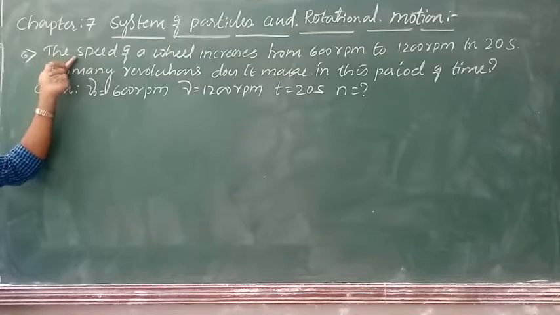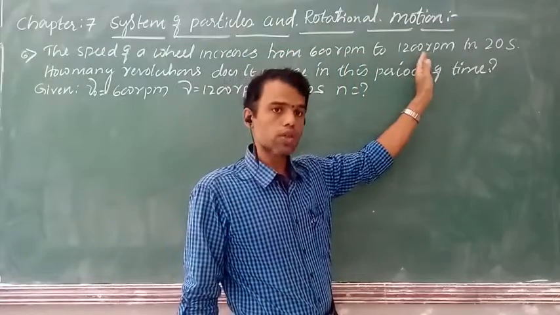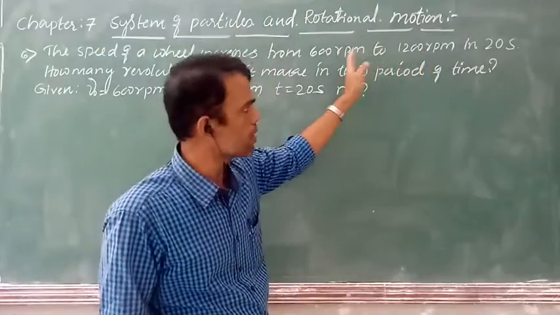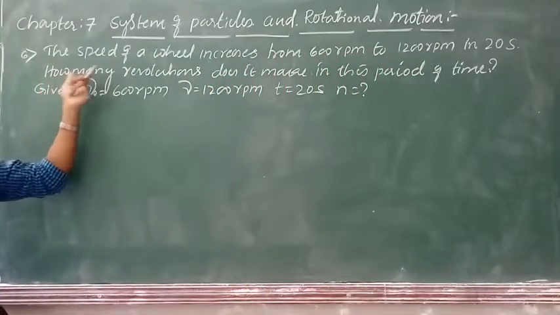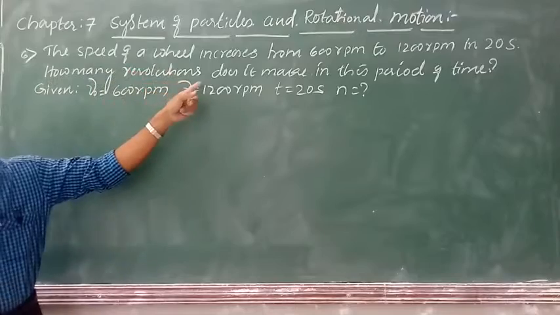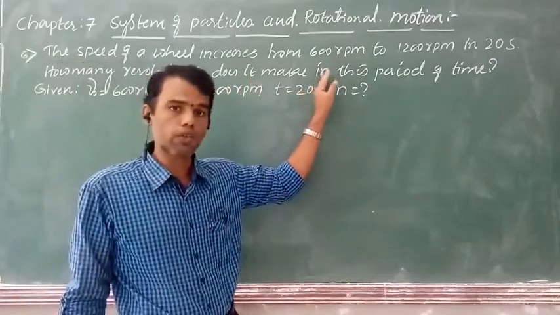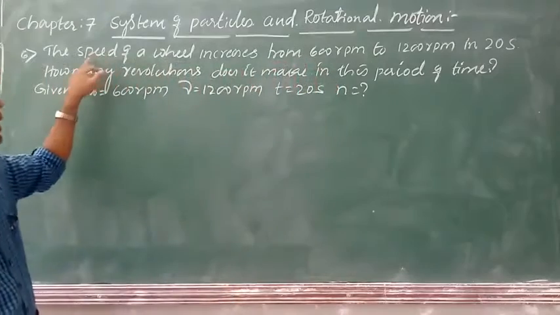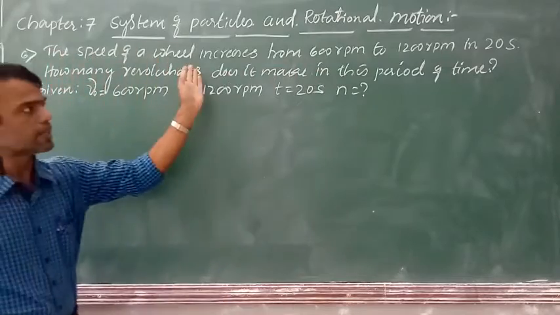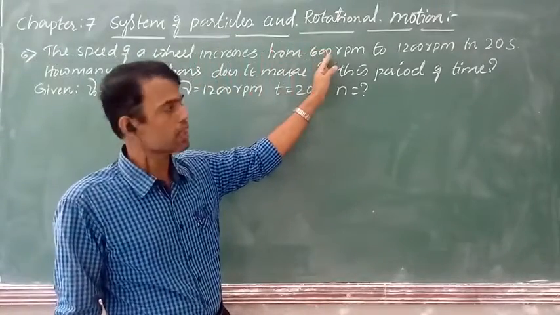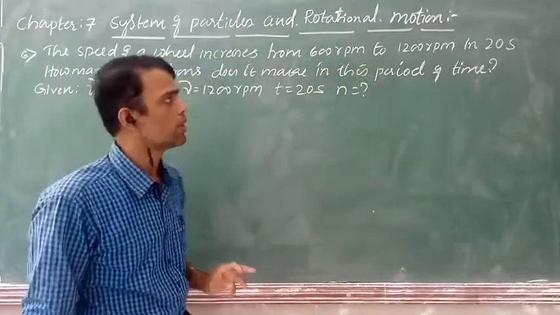The speed of a wheel increases from 600 rpm to 1200 rpm in 20 seconds. rpm means rotations per minute. How many revolutions does it make in this time period? So we want to calculate the number of revolutions that the wheel can perform in the time period of 20 seconds when its rotation per minute increases from 600 rpm to 1200 rpm.